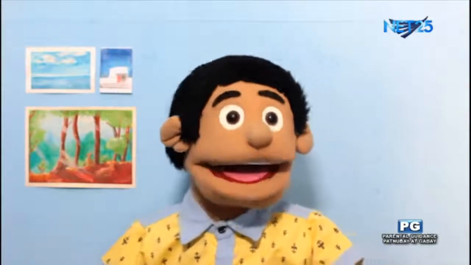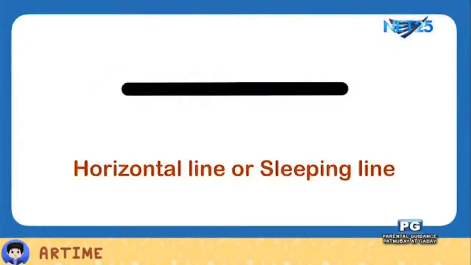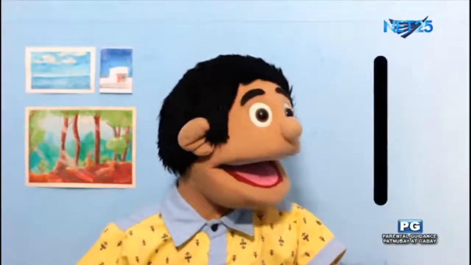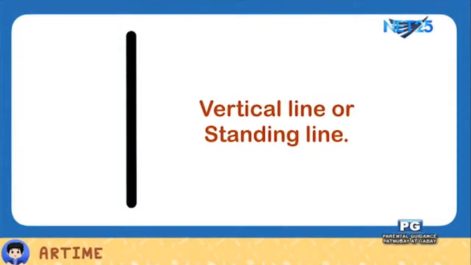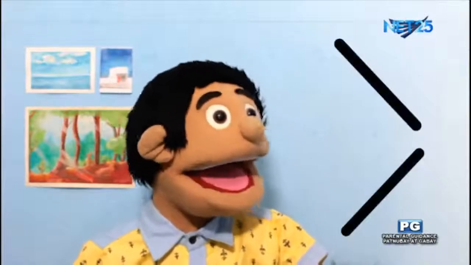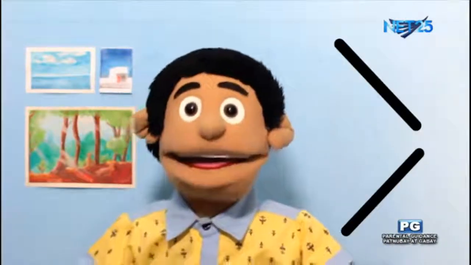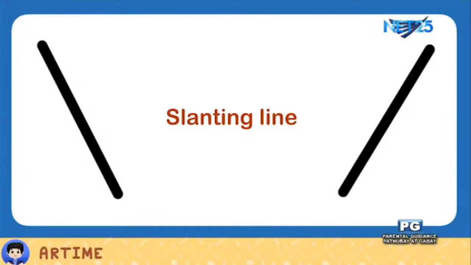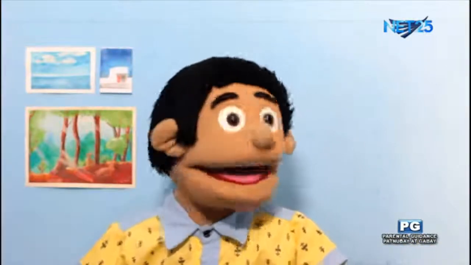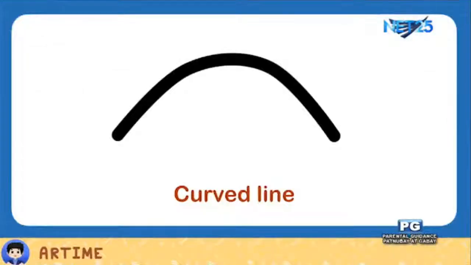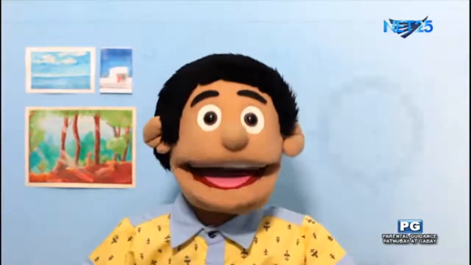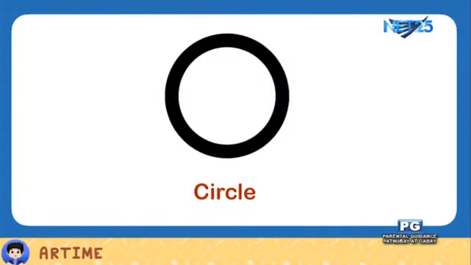We can use a straight line like this. This straight line is horizontal, or sometimes we call it a sleeping line. This straight line is vertical, or a standing line. We can also use a slanting line like this. It can slant to the right or slant to the left. Lastly, we can also use a curved line. Oh, we will also use a circle shape when drawing the different emotions.